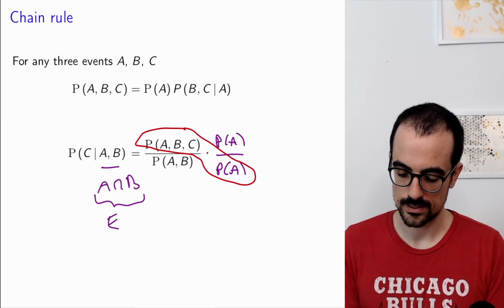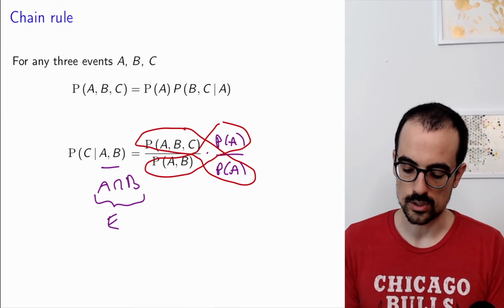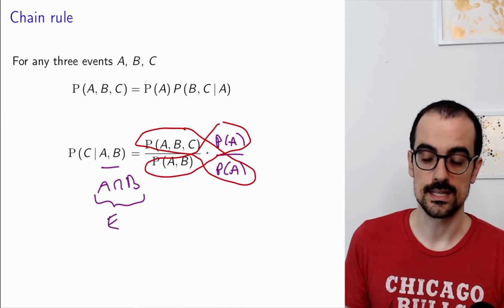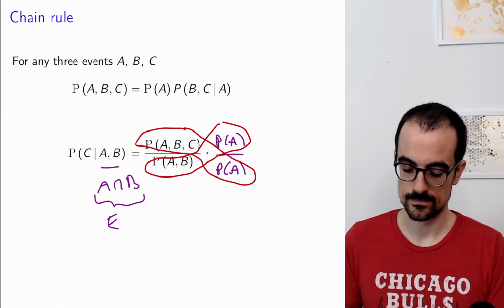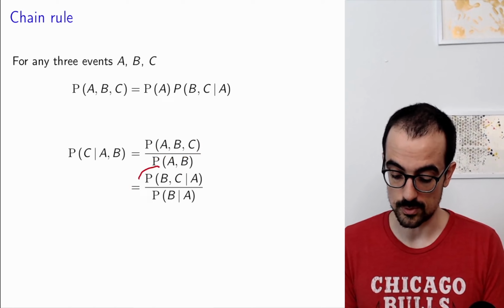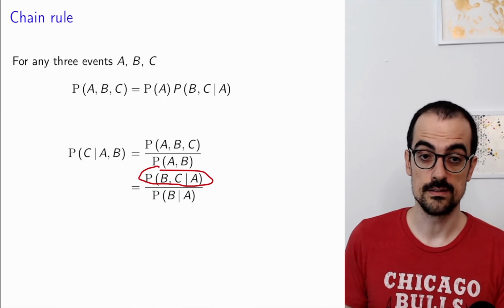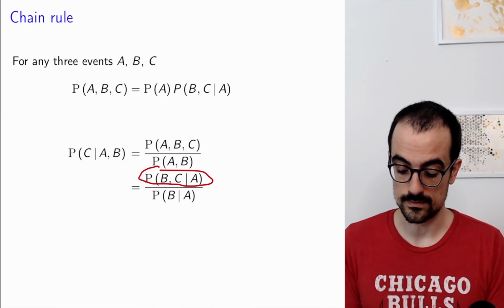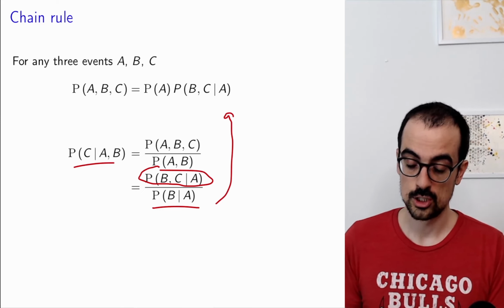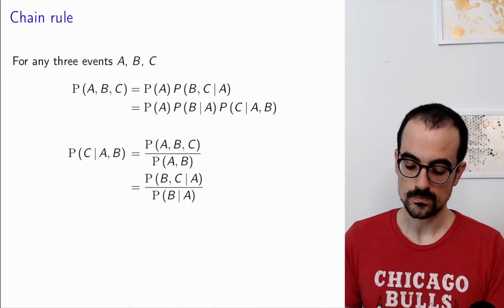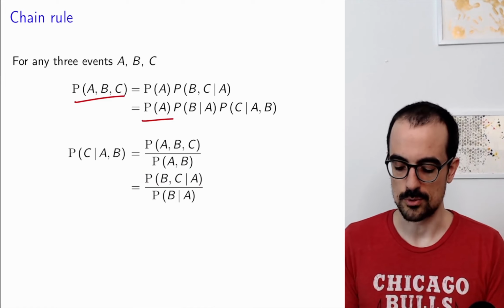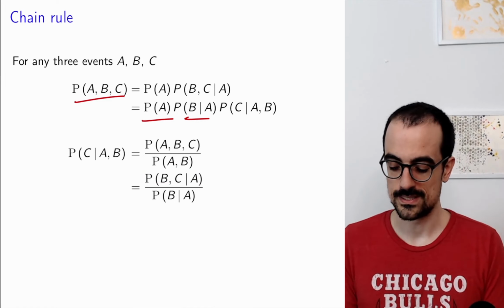If we do that and group things like this, on top we're going to get the probability of BC given A, and underneath we're going to get the probability of B given A. We get exactly this. And now we have an expression for the probability of B intersection C given A as the product of this guy and this guy. So we can plug this in here to get the following formula, which is that the probability of the intersection is equal to the probability of A, the probability of B given A, the probability of C given A and B.